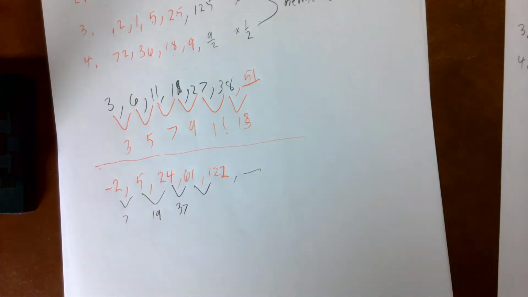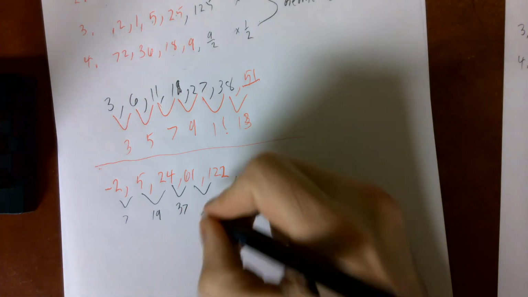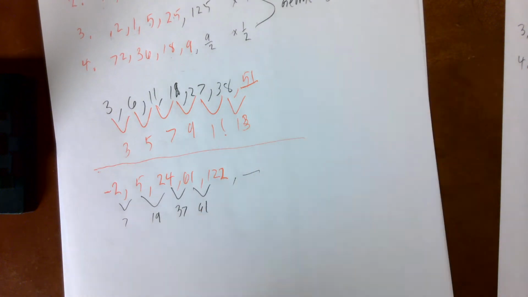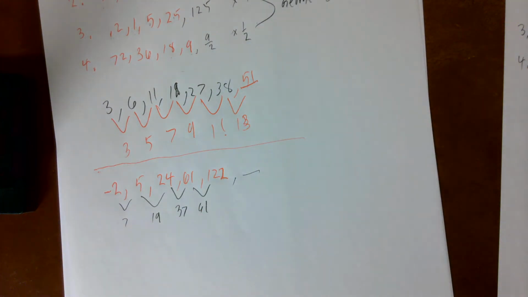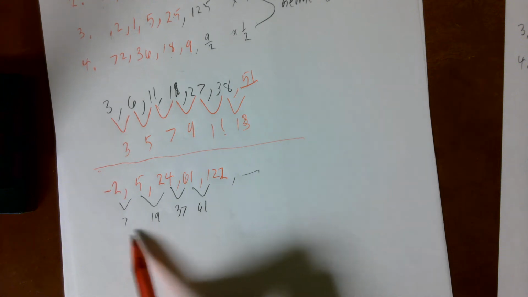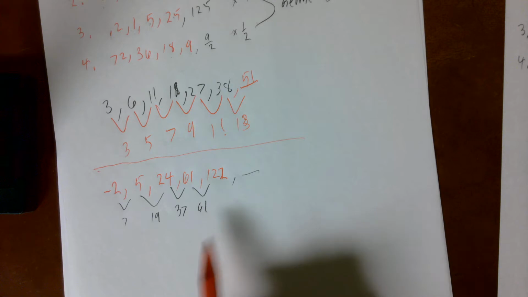37. Difference from here to here, 91. Oh, 61. Well, that doesn't seem to help. Well, here's the interesting thing about differencing. Sometimes, if differencing the first row of differences, if you don't see a pattern, try differencing again.